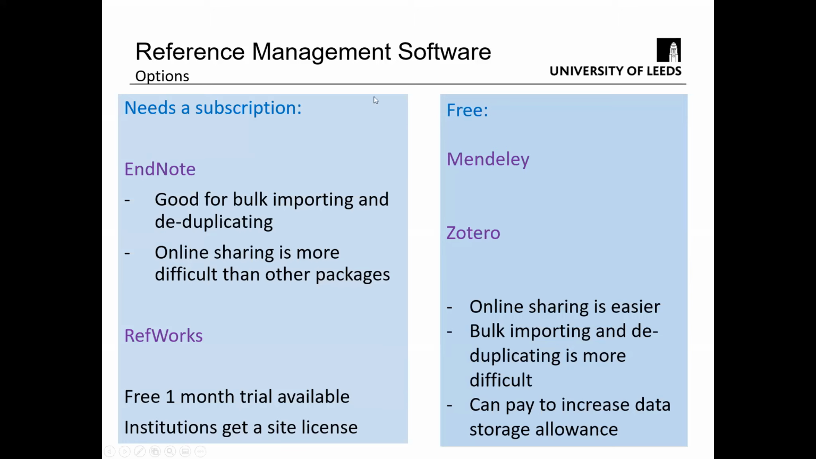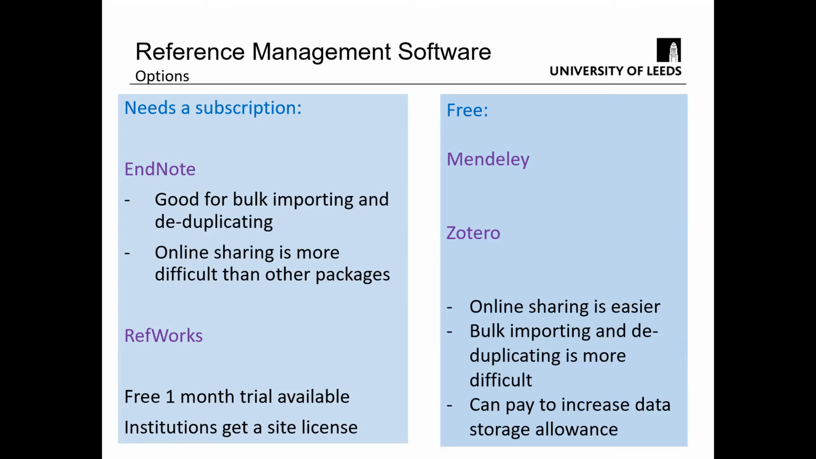Okay, so reference management software. We've talked about Endnote, but you do need a subscription for the desktop version of Endnote, which is the one we've been using. It's really good for importing lots of records at once, thousands of records, and taking duplicates out. It has more sophisticated features than really any of the other reference management packages for that. However, the online sharing of Endnote libraries isn't as easy as the other packages.